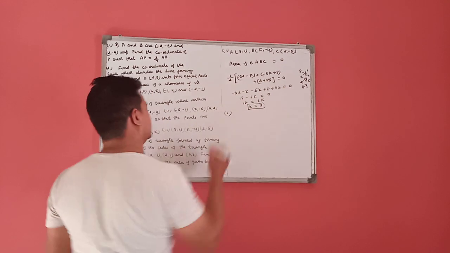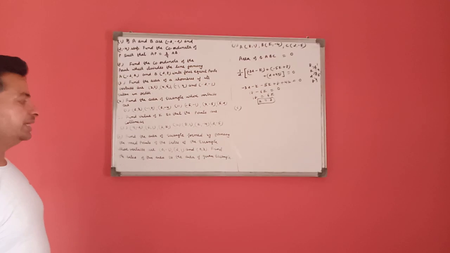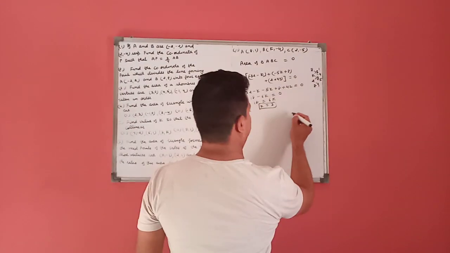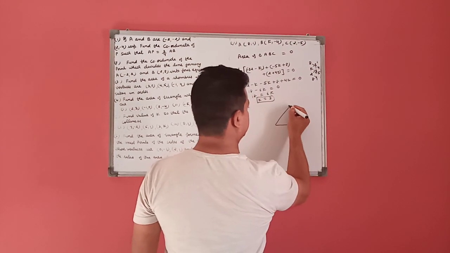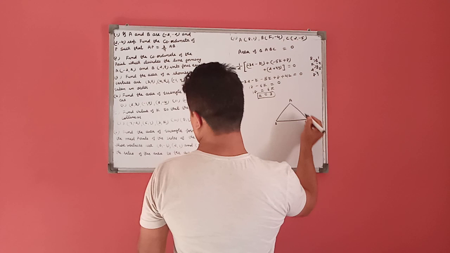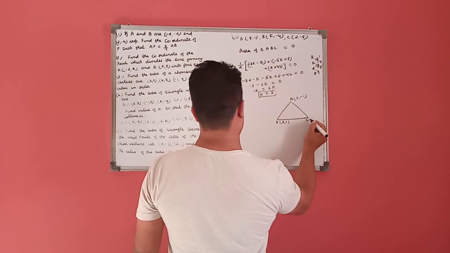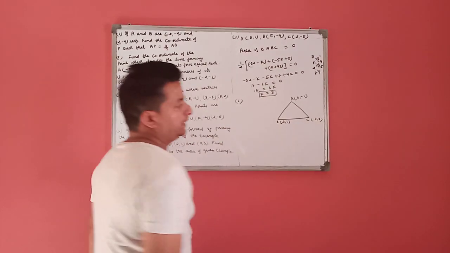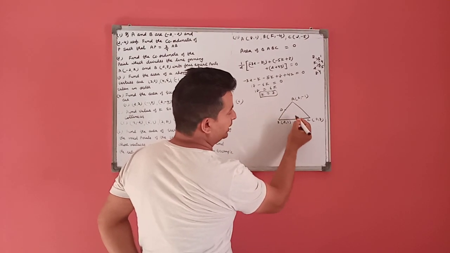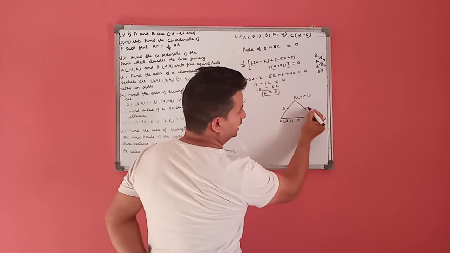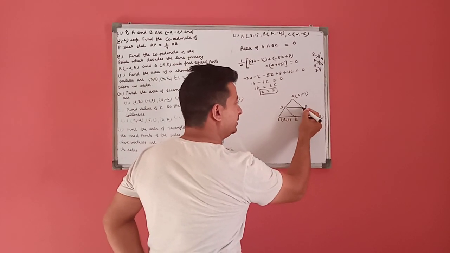In question number 6, the statement is: find the area of the triangle formed by joining the midpoints of the sides of the triangle whose vertices are given. This means we have a triangle ABC. Coordinates of A are (0, -1), B are (2, 1), C (0, 3). First, we find the midpoints of these sides. This is the midpoint D, this is midpoint E, this is midpoint F. When we join these 3 points, we get triangle DEF.